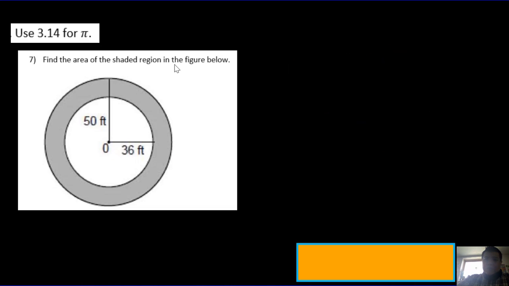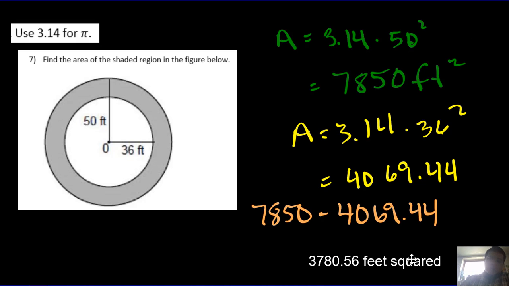It says find the area of the shaded region in the figure below. We have two circles, one with a radius of 50, one with a radius of 36, and we're trying to find the area of the shaded region. Go ahead and try this out on your own. You should have found the answer is 3,780.56 feet squared. The reason for that is the area of the bigger one is 7,850, and the area of the smaller one is 4,069.44. Subtract the two, because we're taking the area of the larger one and subtracting the area of the smaller one to get the gray area, and that's 3,780.56 feet squared.